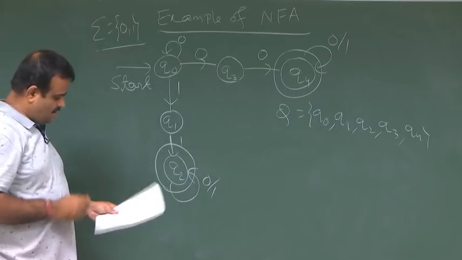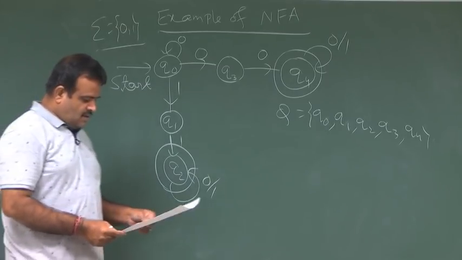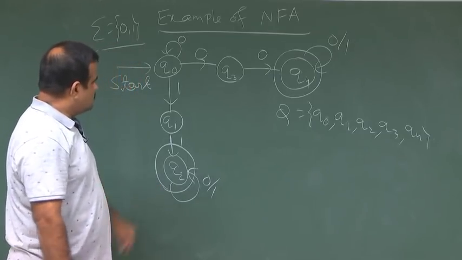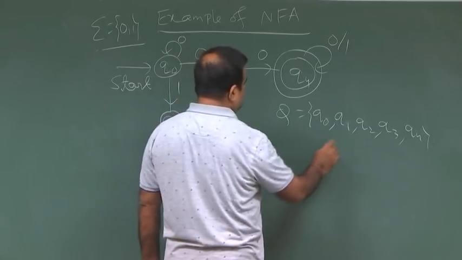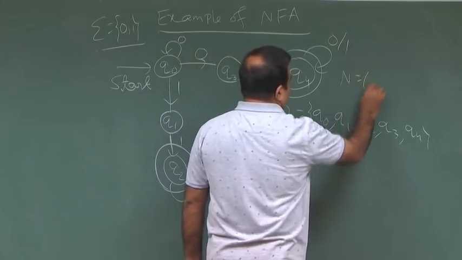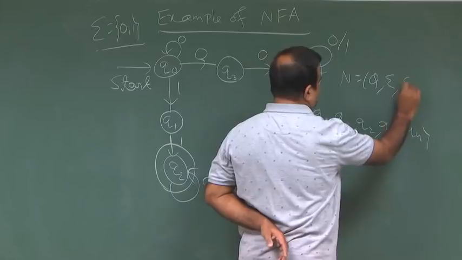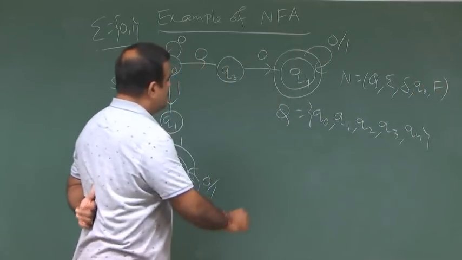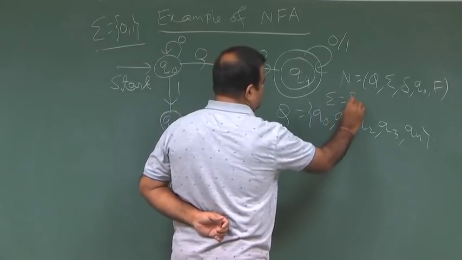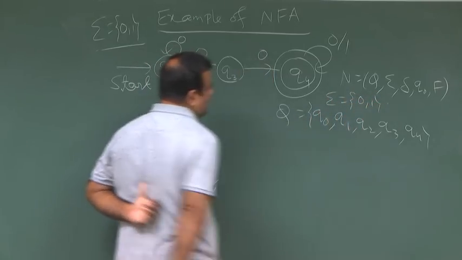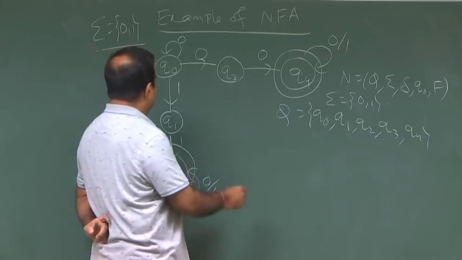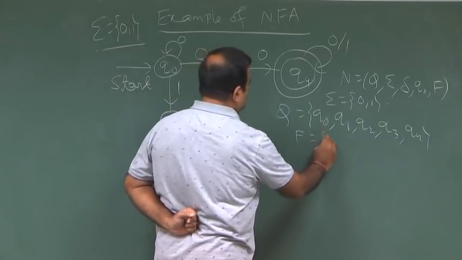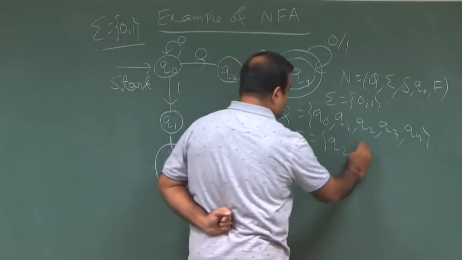So, this is one example where these two are. So, what is F? This is our NFA. An NFA is Q, sigma, delta, q 0, F. So, this is Q, and sigma is 0, 1. Delta we have to define. q 0 is the starting state, this one, and F is these two, q 3, q 2 and q 4.